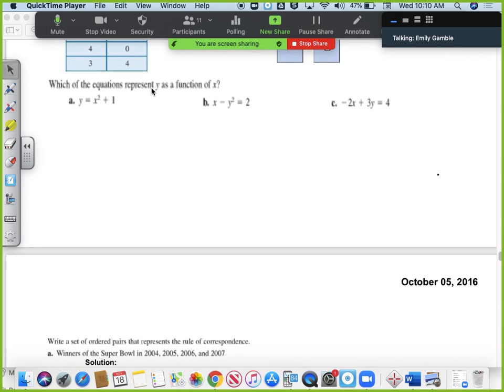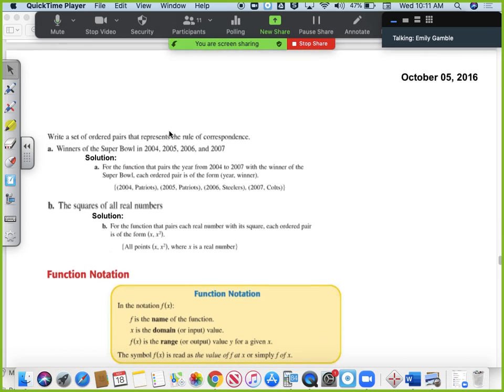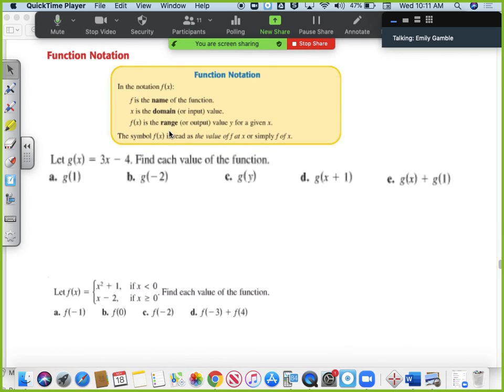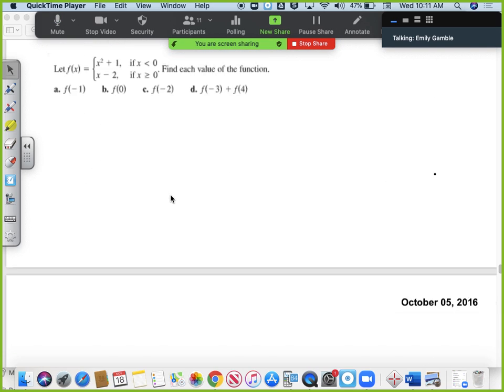Then we looked at equations that were representing y as a function of x. That means that it can easily be solved for y equals. We skipped these. We looked at function notation, which is a fancy way of saying y equals. This whole end of the chapter uses function notation, so it's important for you to understand that the letter in front is just naming the function. So this is like the function g of x. G of x is how you would say this. The x is the domain, and then the answer is the range.